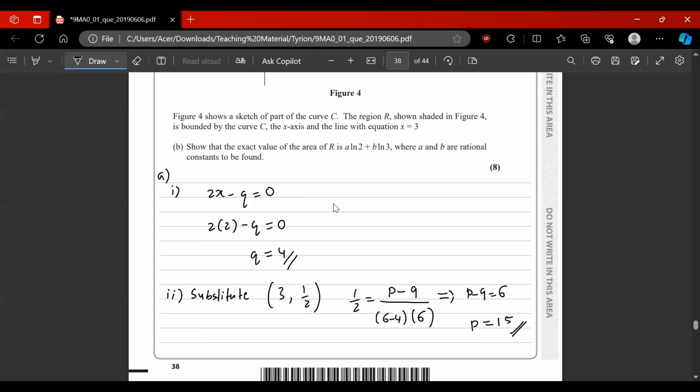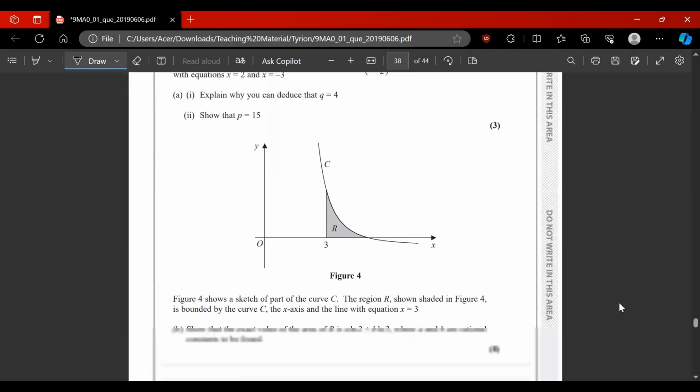So the marks distribution for part A is you get 1 mark for correctly attempting the first part. And then the use of substitution gets you another mark for the part 2. And then the correct value of P gets you the final mark. Moving on to part B here.